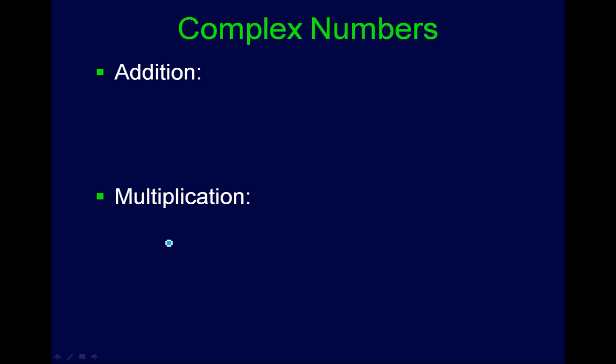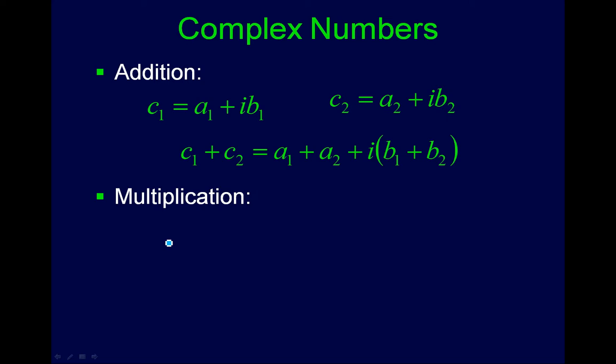You can add and subtract complex numbers with addition. If I have two different complex numbers here, again, a complex number is a combination of the real and the imaginary parts. You just add them up, and here you just literally add up the two real parts and then add up the two imaginary parts.